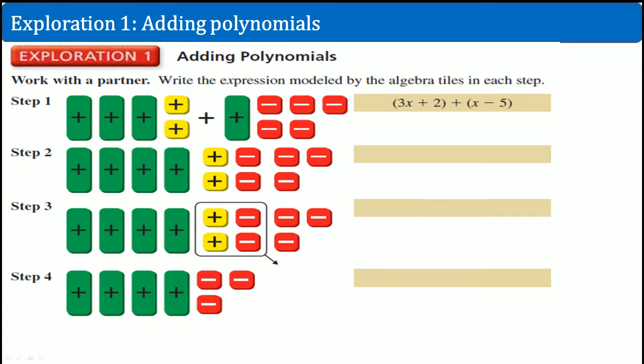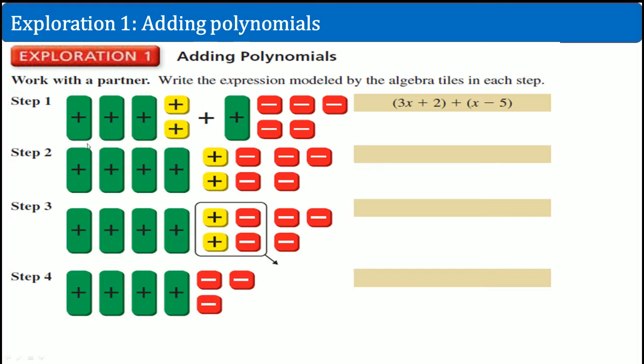Let's do the exploration 1. This is just adding the polynomial. Here you're going to be working with a partner to write the expression modeled by the algebra tiles in each step. Here on the left hand side, you have your algebra tiles, and it is defined by this expression on the right hand side. This 3x, what does that mean?